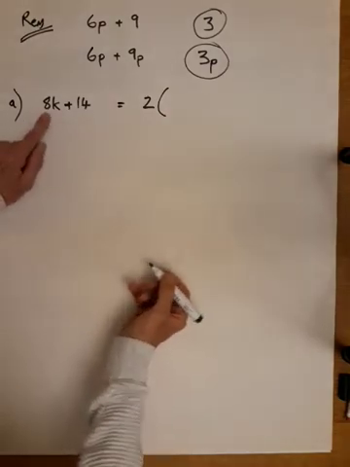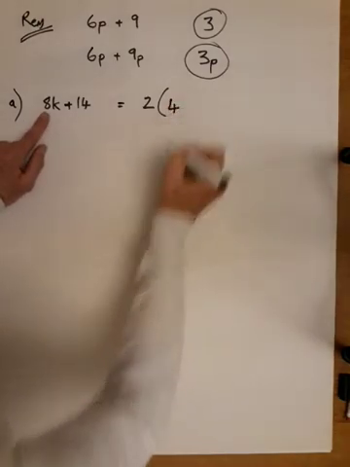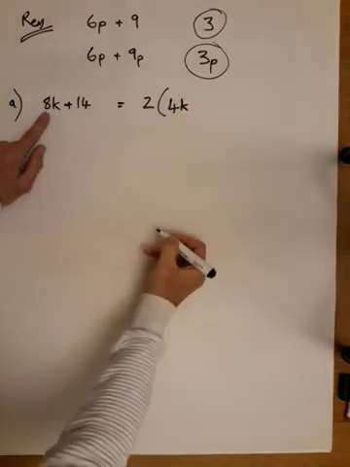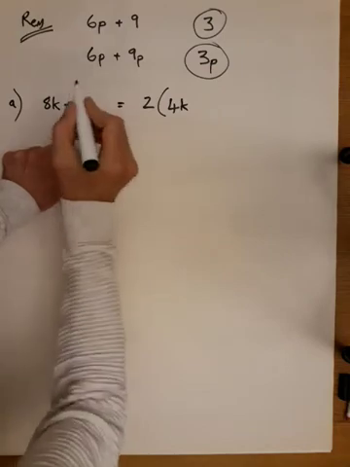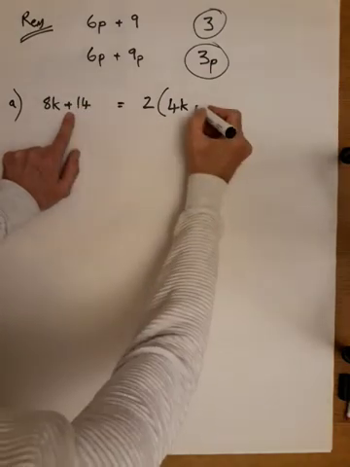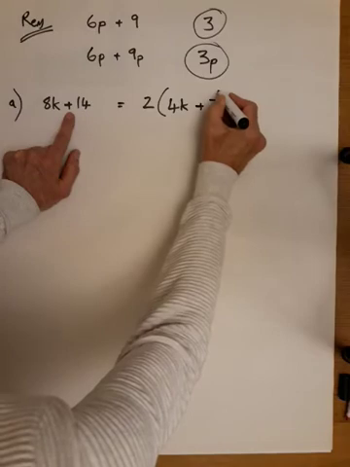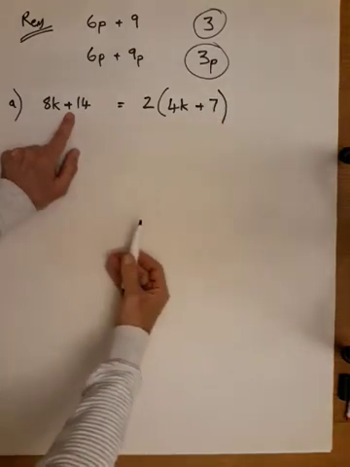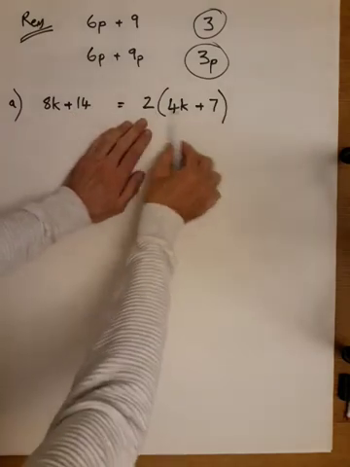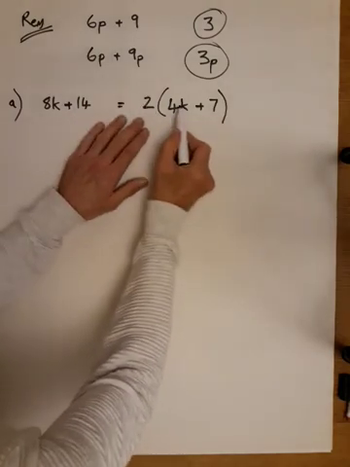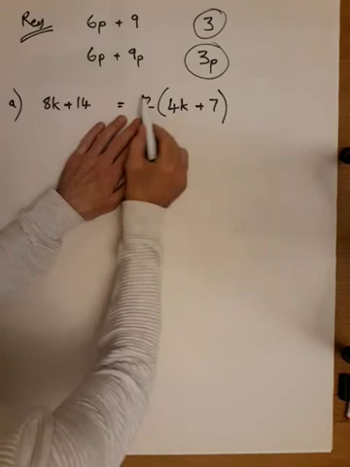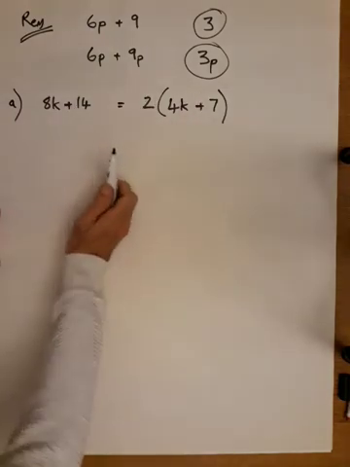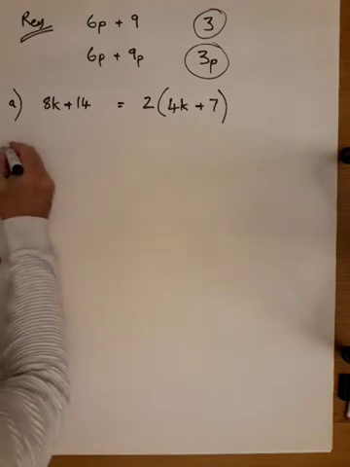2 goes into 8 4 times. It's not just 8, it's 8k, so we need the k, plus 14. 2 goes into 14 7 times. So what we've done is we've done the reverse of the expansion process. If I was to expand this, 2 times 4k is 8k, plus 2 times 7 is 14. So let's do a different example.